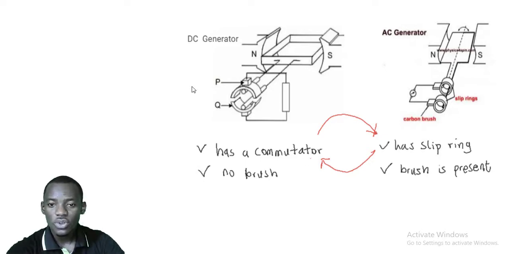So the answer to that question is, for you to change an AC to a DC, exchange a slip ring with a commutator, then it will be altered. Okay, so that's the answer.